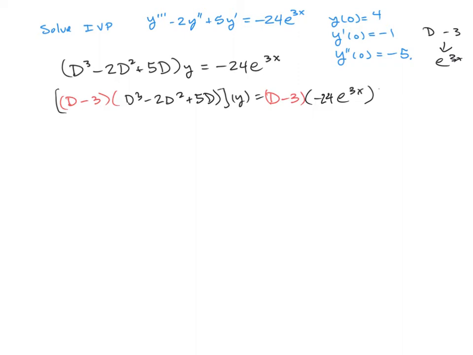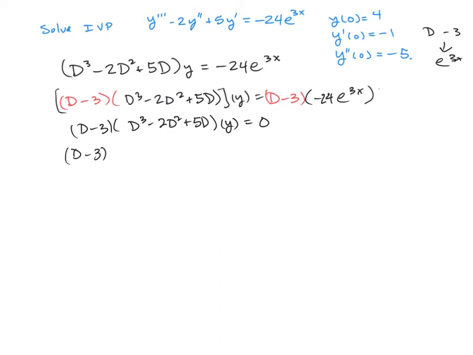All right, so once we apply this annihilator to both sides, we're going to have our factored form of d minus 3 applied to d cubed minus 2d squared plus 5d. And again, that's being applied to y. And then again, this annihilator d minus 3, well, that makes 0. So we now have a homogeneous equation, if you will. So now let's work on factoring our left-hand side.